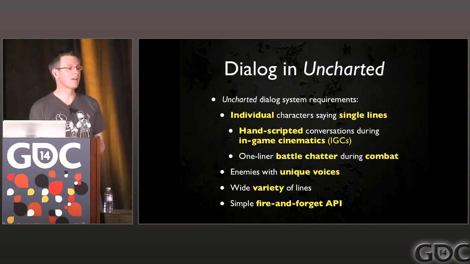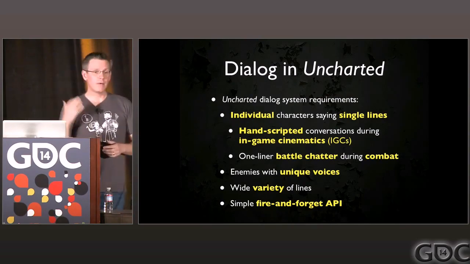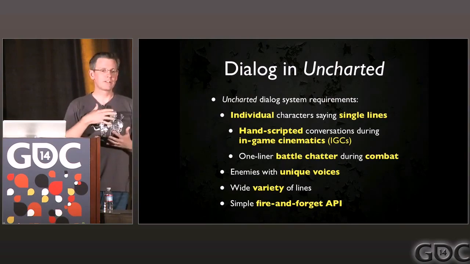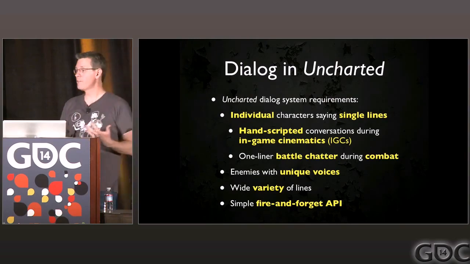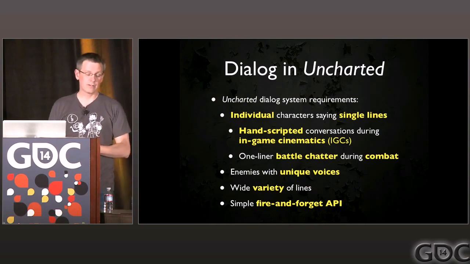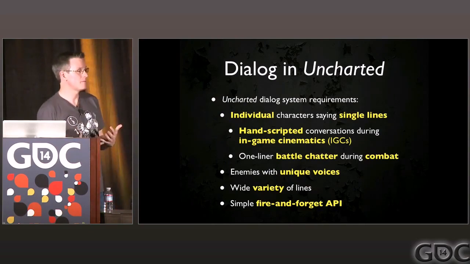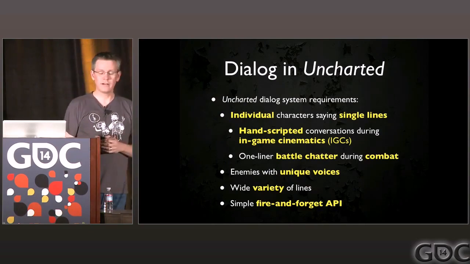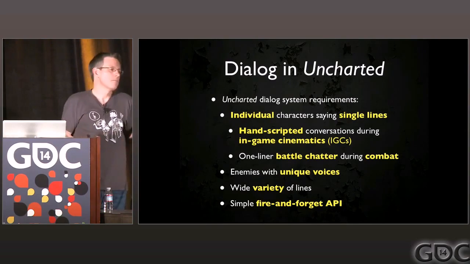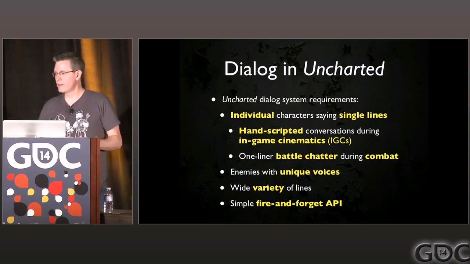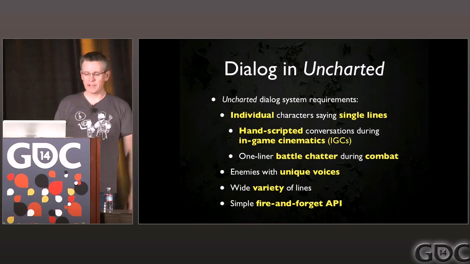Because of this, we set up an API that was basically a fire and forget system, where you could play single lines on single guys. We had a number of systems that allowed us to provide a wide variety of different character voices, and things to prevent them from saying inappropriate lines at inopportune times. For example, when playing a hit reaction, you don't want the guy to say, I'm out of ammo, while he's reacting to getting hit by a bullet.